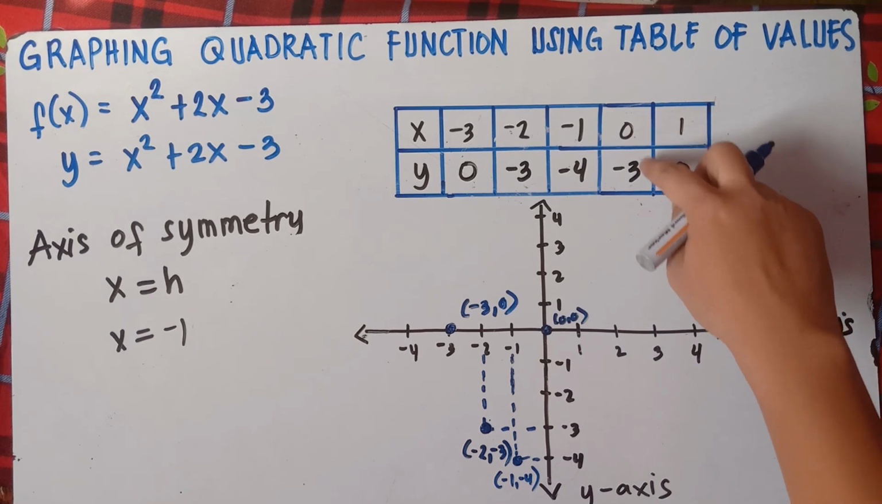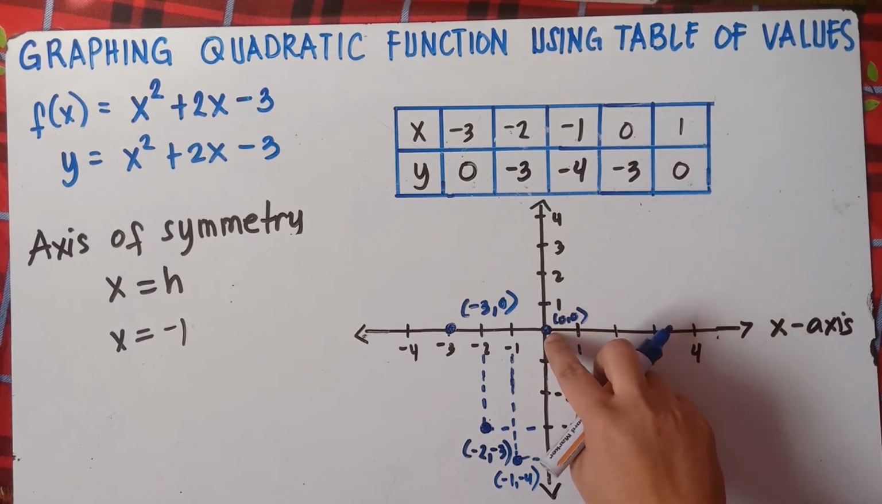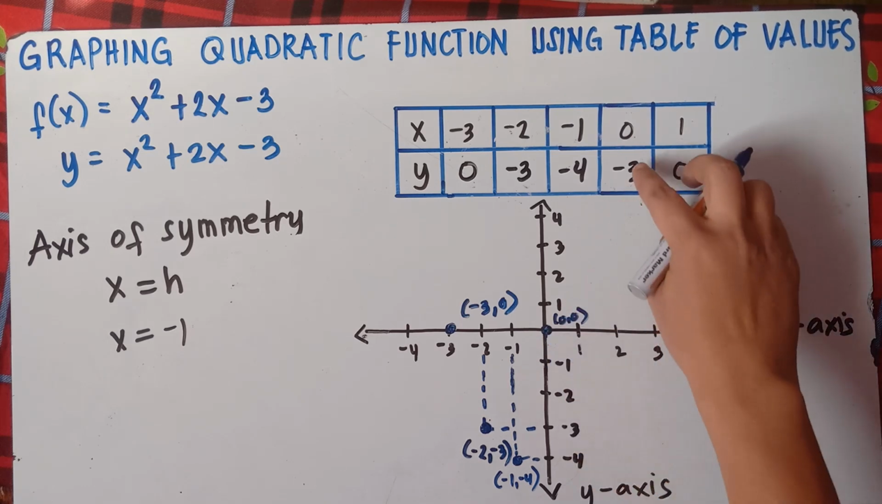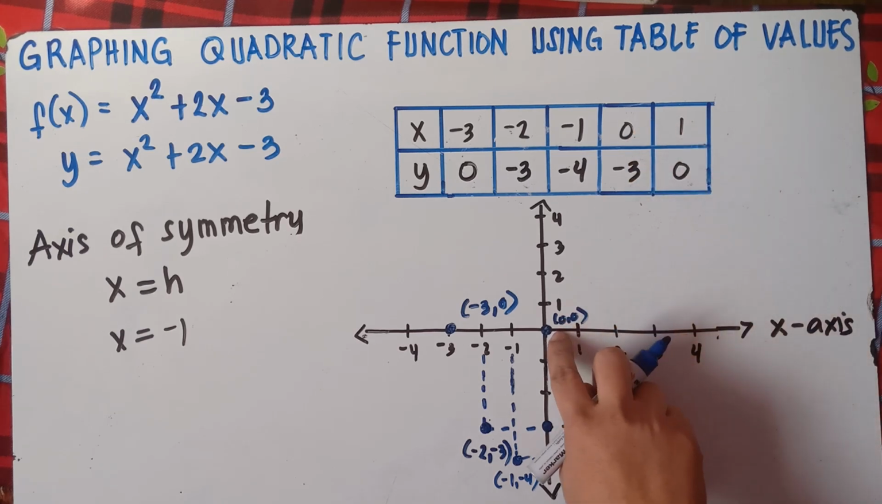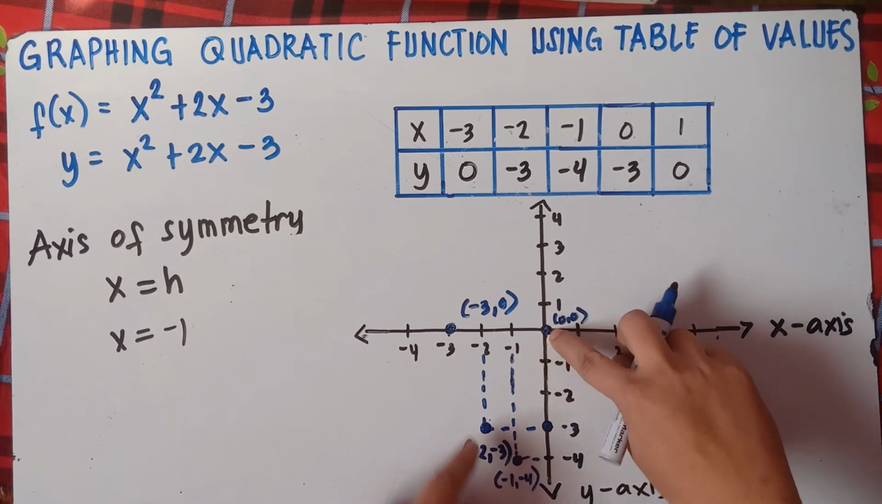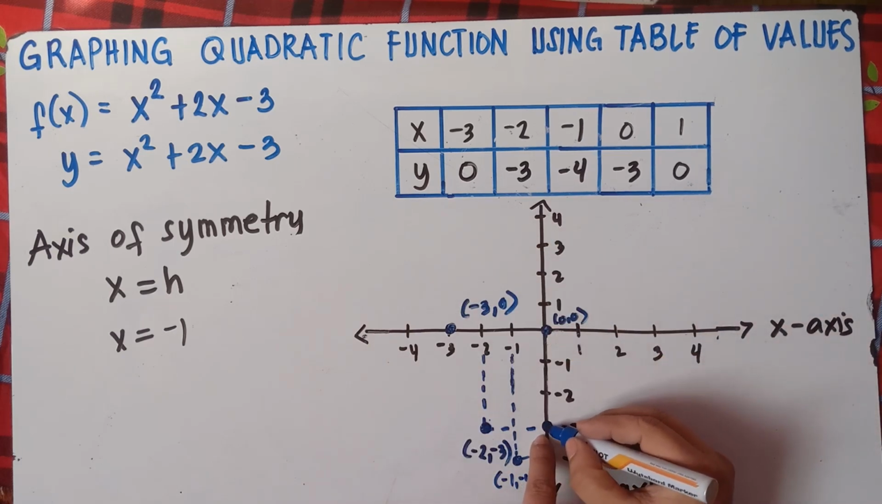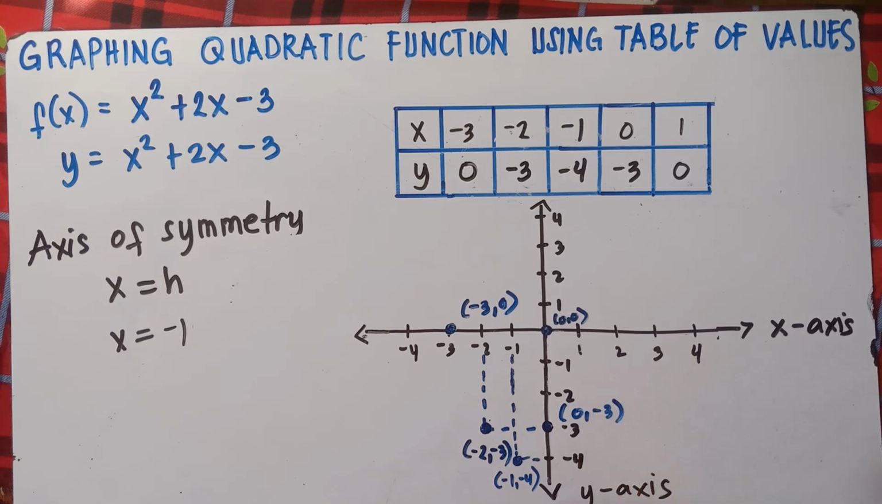Alright, next will be 0, negative 3. So our x is 0. So you start at the center, because x is 0, then your y is negative 3. So for x, you will not move right or left. Since x is 0, you start at the origin. Then your y is negative 3. So this will be our point: 0, then negative 3.